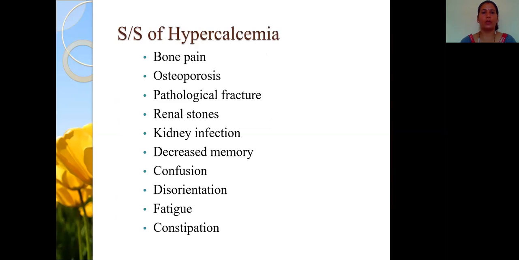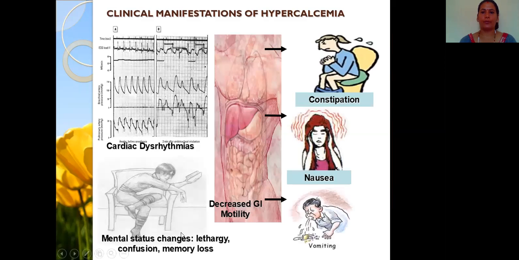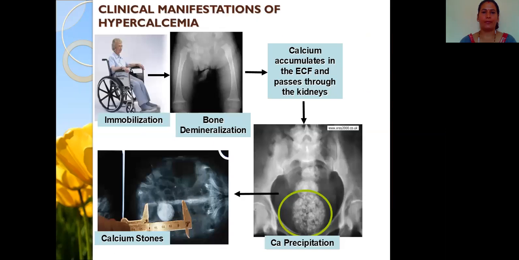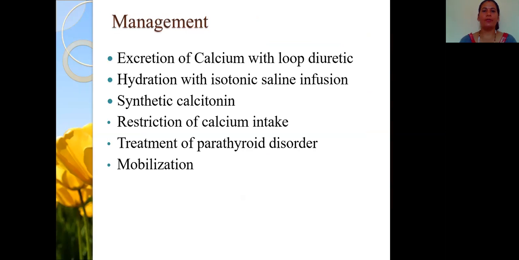immobilization. Now, some of the silent symptoms of hypercalcemia are bone pain, osteoporosis, pathological fracture, renal stones, kidney infection, decreased memory, confusion, disorientation, fatigue, and constipation. We can see here in the cartoonized picture the clinical manifestations of hypercalcemia. Now, for the management of hypercalcemia, excretion of calcium with loop diuretics can be done.